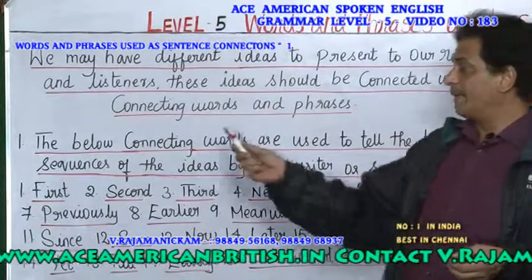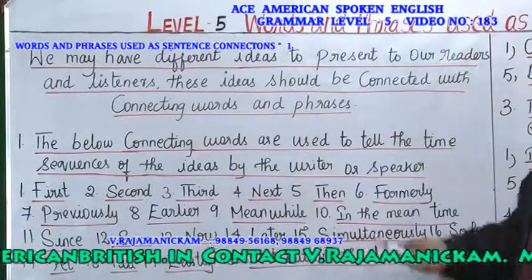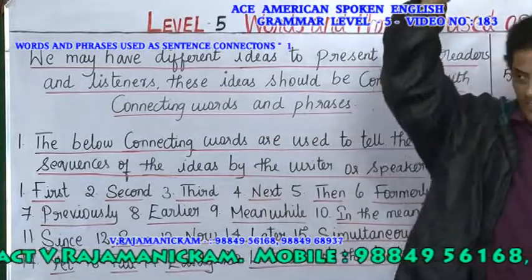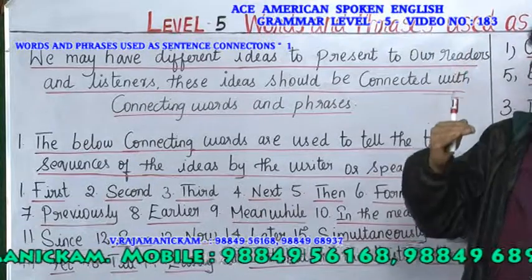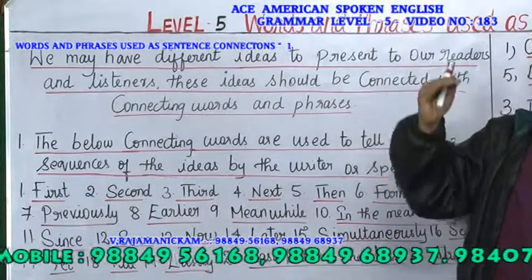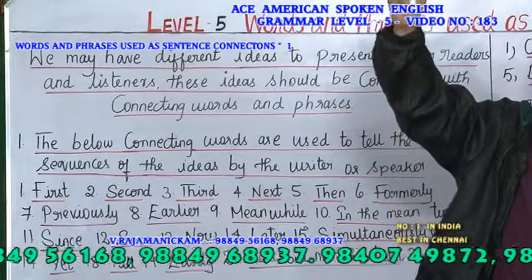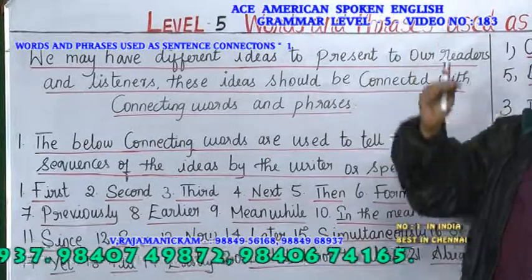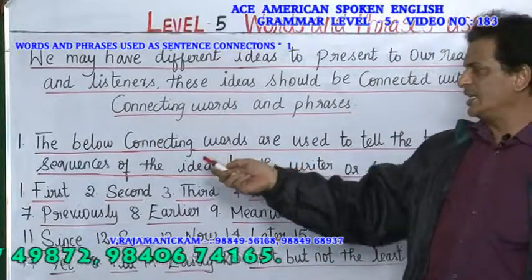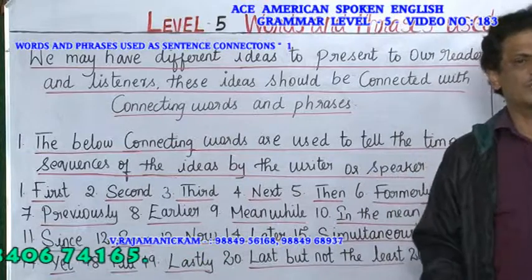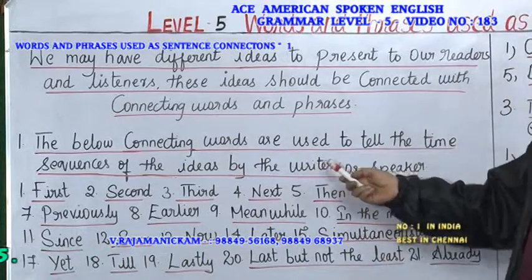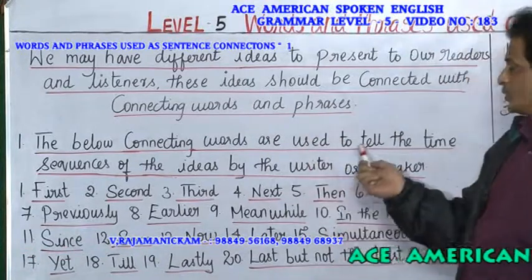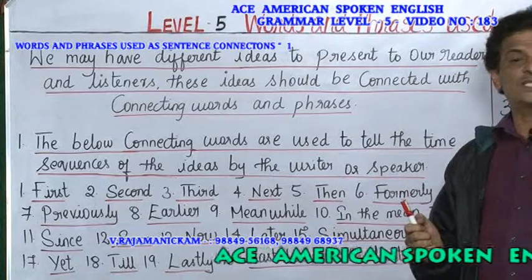See here, the below connecting words are used to tell the time sequences. Time sequences means according to order: present, past, future; first, second, third, fourth, fifth, sixth; A, B, C, D, E, F. According to order, what you want to say is called the time sequence, whichever comes first and second in the idea of the writer or speaker. So the below connecting words are used to tell the time sequences.